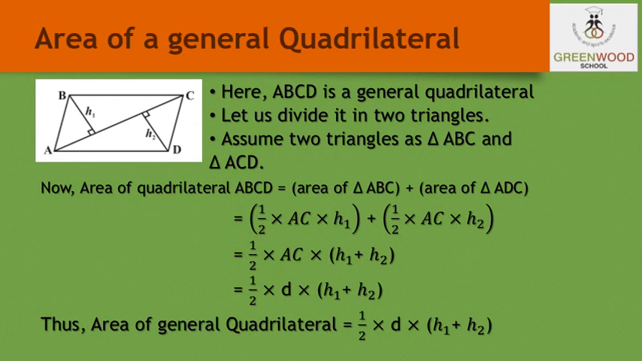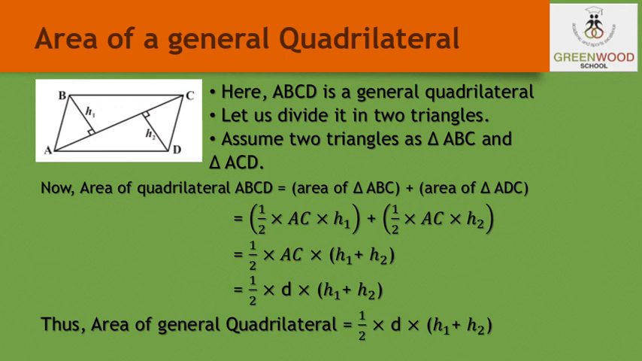Now, let us learn about area of general quadrilateral. As you can see in the figure, ABCD is a general quadrilateral. Let us divide quadrilateral ABCD into two triangles, that is triangle ABC and triangle ACD. Here AC is a diagonal. Area of quadrilateral ABCD can be obtained by adding area of triangle ABC plus area of triangle ADC, according to the formula of area of triangle, half into base into height.